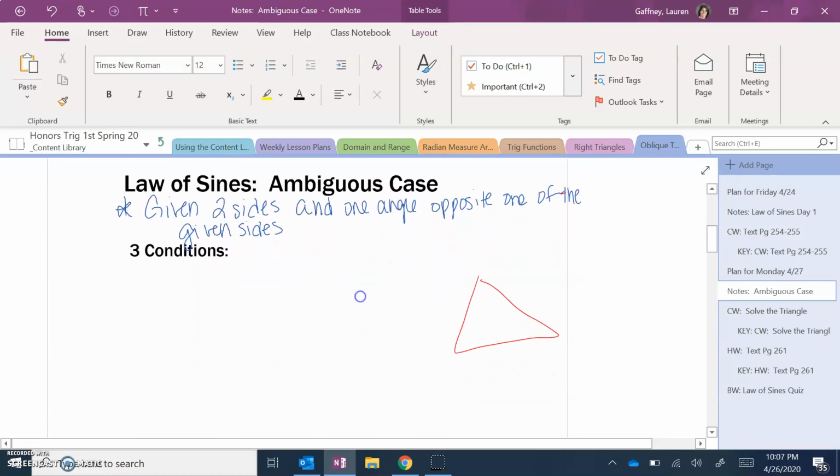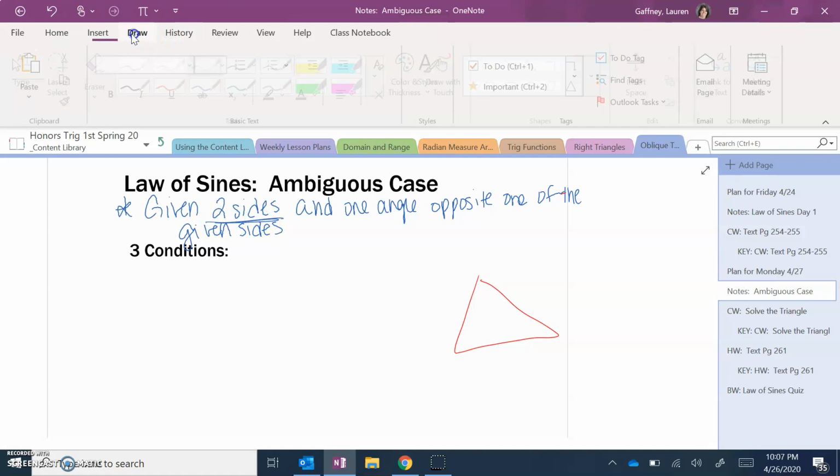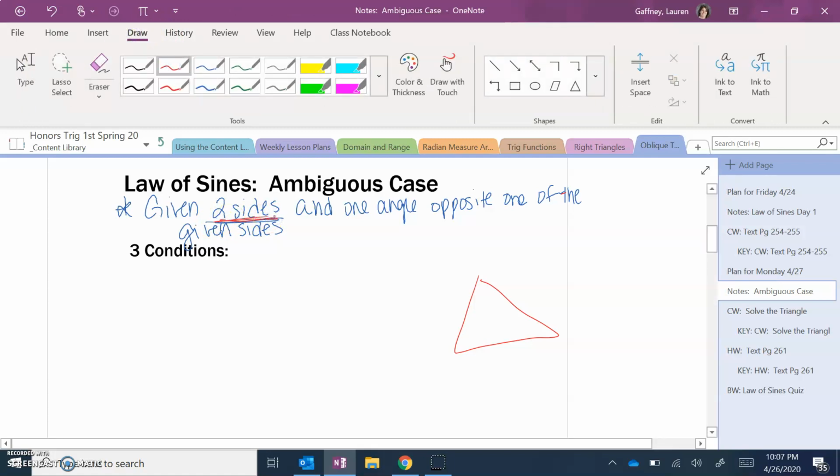Okay, so, law of sines, ambiguous case. We use this when we are given two sides, no longer just one side, and one angle opposite one of the given sides. If you think back to your geometry, this would be your SSA case. So we're given two sides. Let's call this side 1, side 2, or you could have done side 1, side 2, and one angle opposite one of those. It could have been this angle or this angle. I'll just pick this one. So notice you have the SSA case.